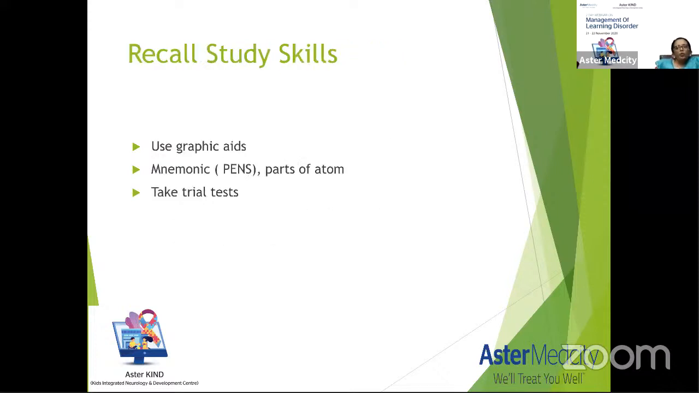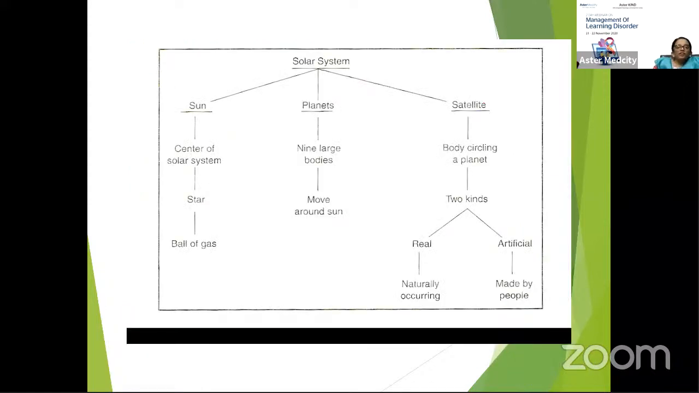Then recall, and how to recall certain things. Use maximum graphical organizers. Use mnemonics. Mnemonics, I wrote an example, PENS: parts of an atom, proton, electron, neutron, and shell. So give mnemonics. Give mock tests, trial tests. Before going to an actual examination, give them a trial test with the exact time. We can't give the exact question paper, but we can give the previous year's question paper and do a mock test. It will really help. And these are some of the graphical organizers.